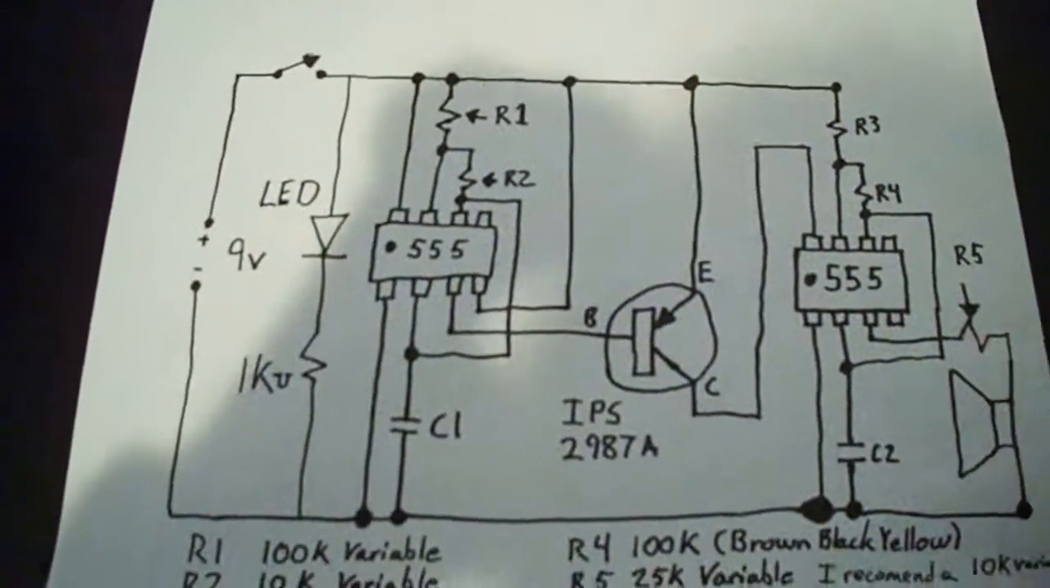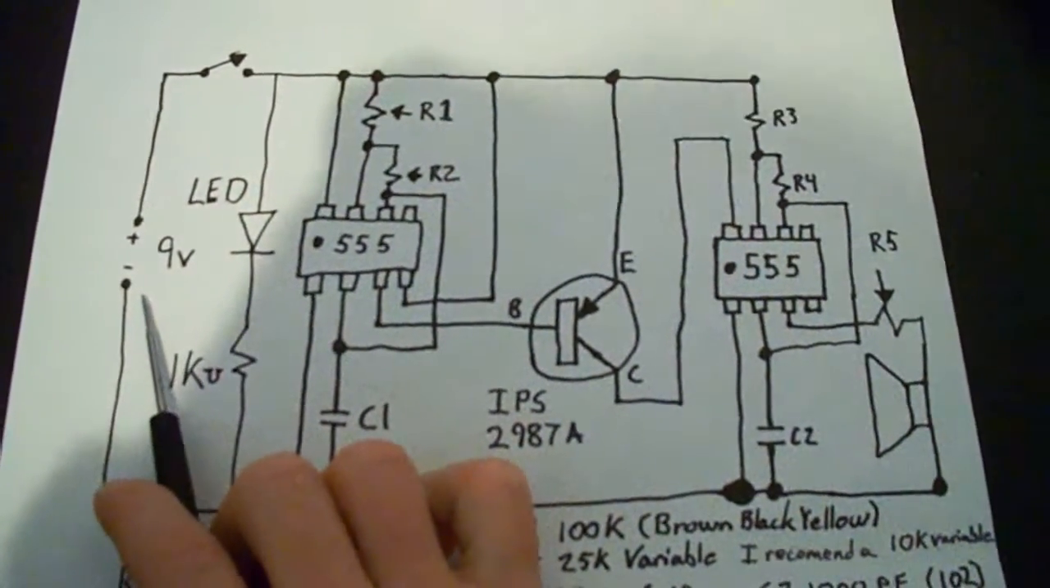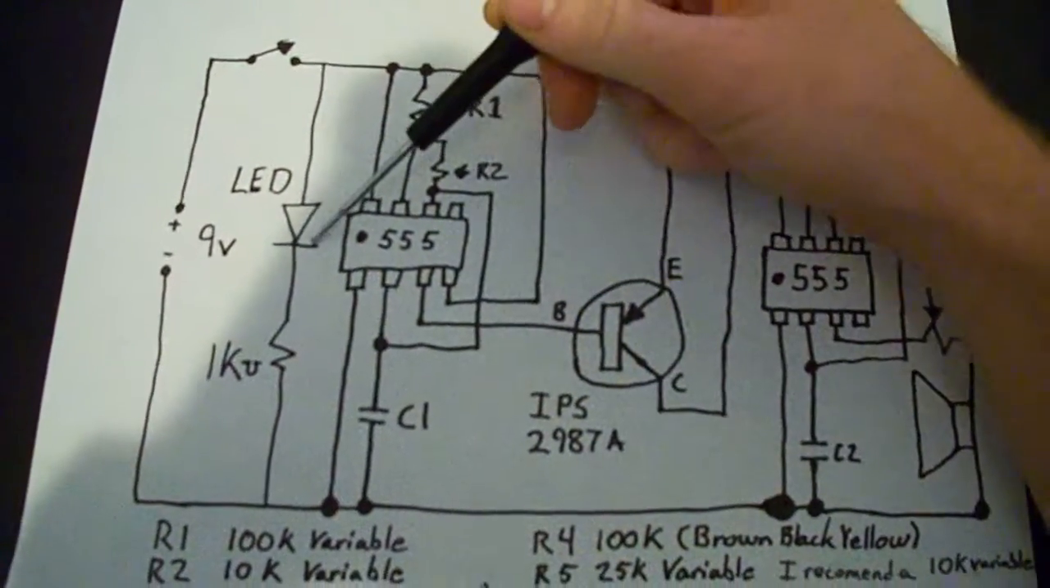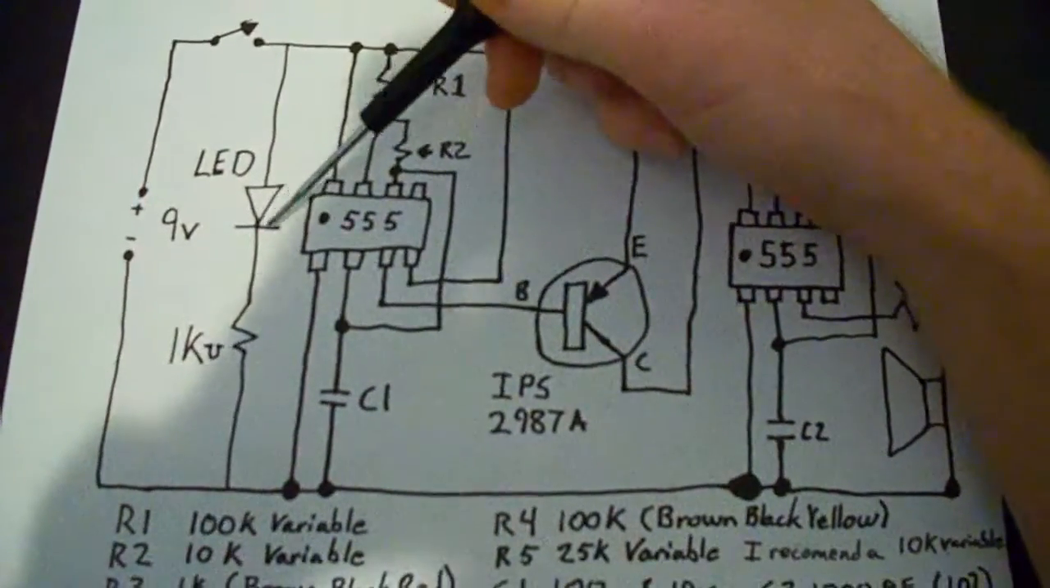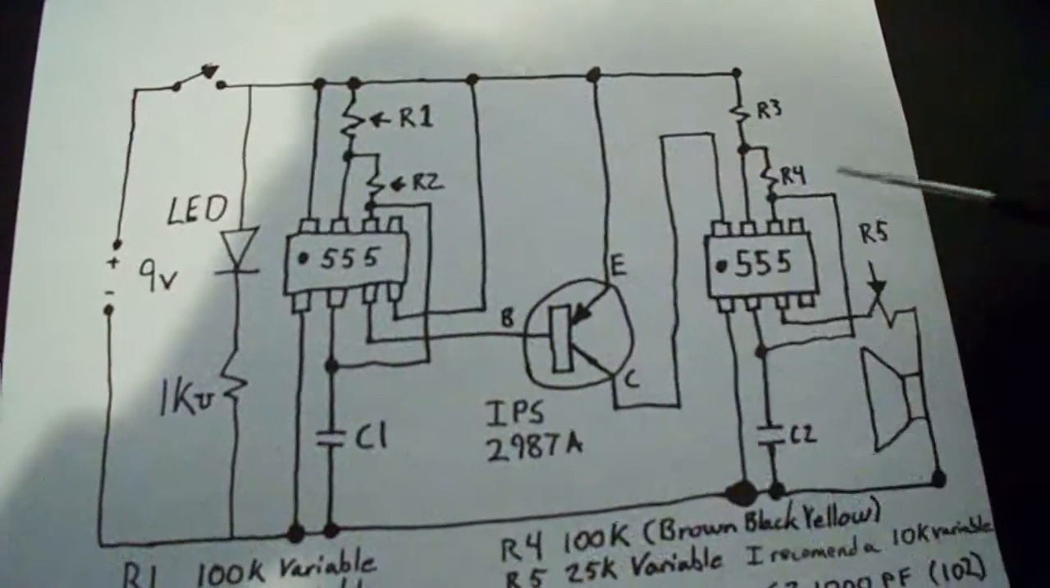Alright, so now we have a working schematic for the evasive beeping thing. We have it powered by a 9 volt battery and have a switch and a LED connected for convenience. The LED is used to tell when power is supplied to the circuit.